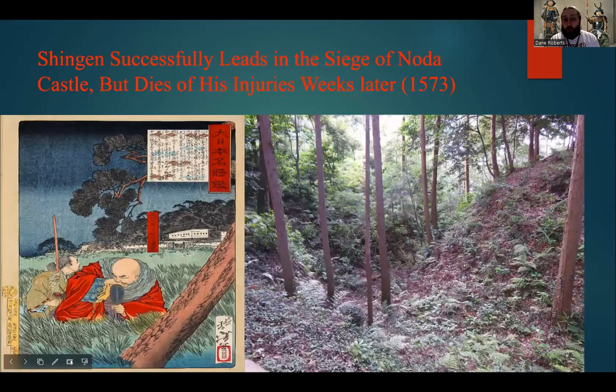And then after winning that battle, Takeda Shingen would go on to lead a siege successfully on the Noda Castle that you can see here and here. However, during the siege of Noda Castle, Shingen would be severely injured and would, after winning the siege, die several weeks later of his injuries.